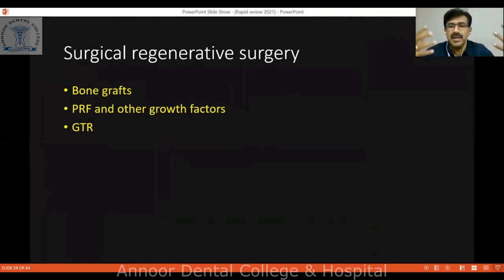Now, this is similar to your regenerative therapy for periodontitis. You use different types of bone graft. You can use different types of differentiating factors and membranes. Depending upon the defect, you combine and use different types of all these things.